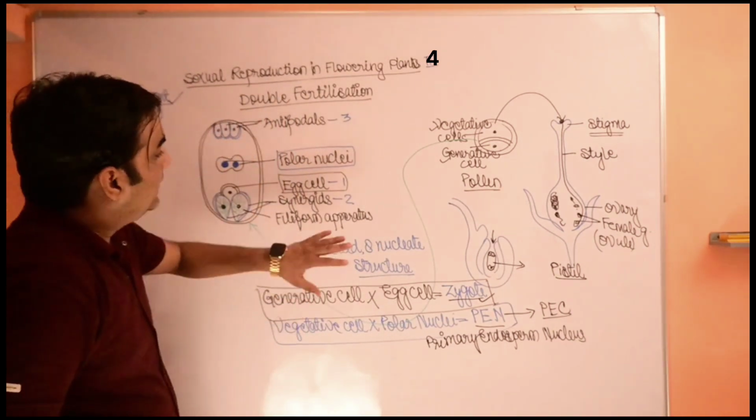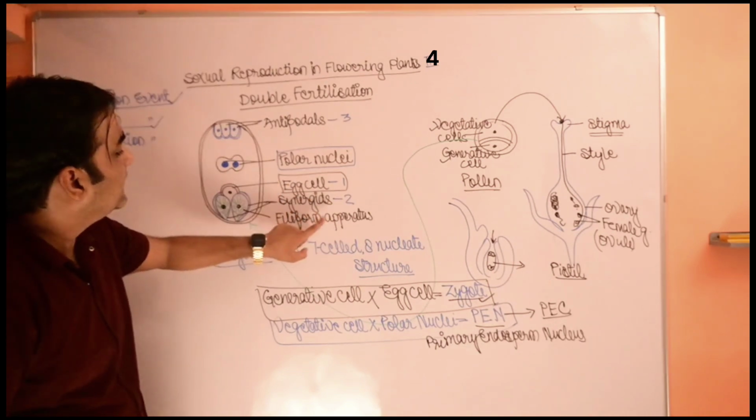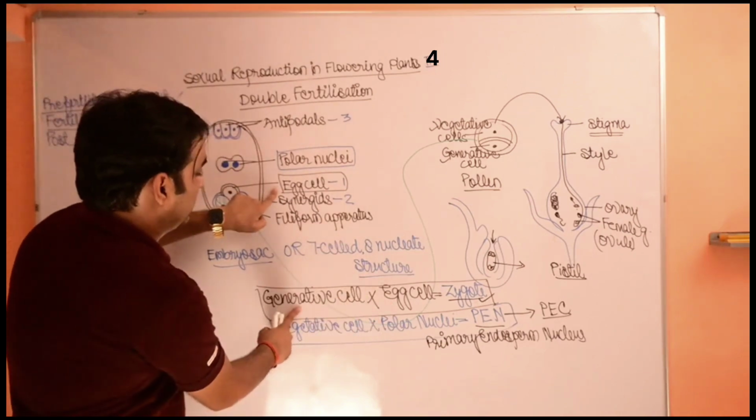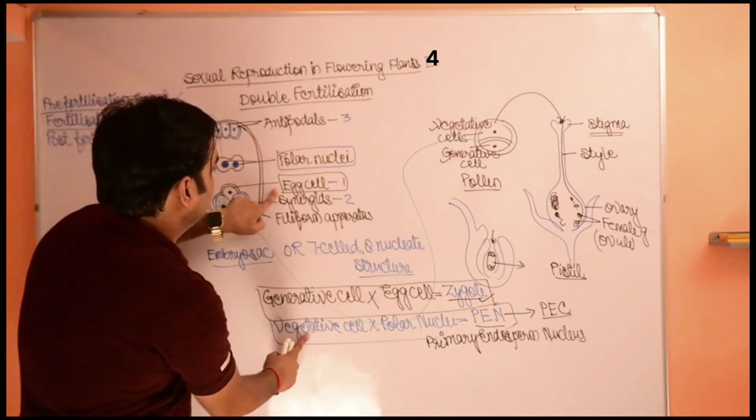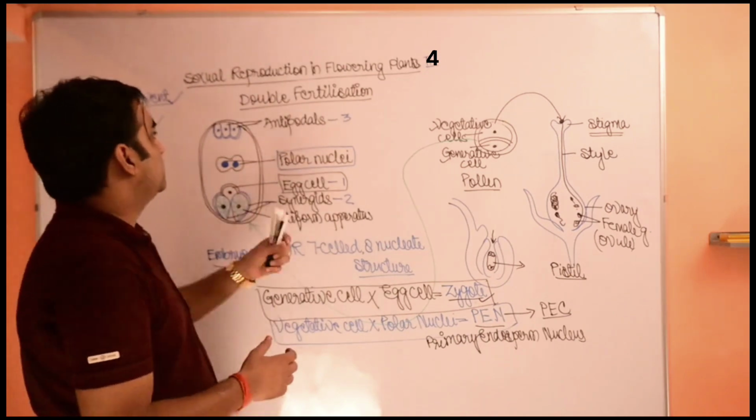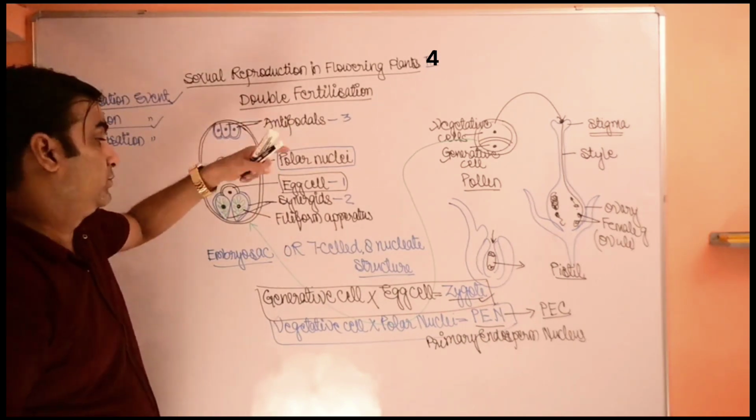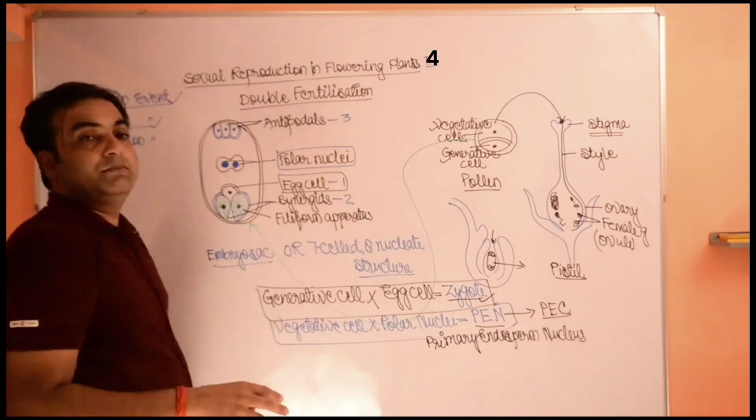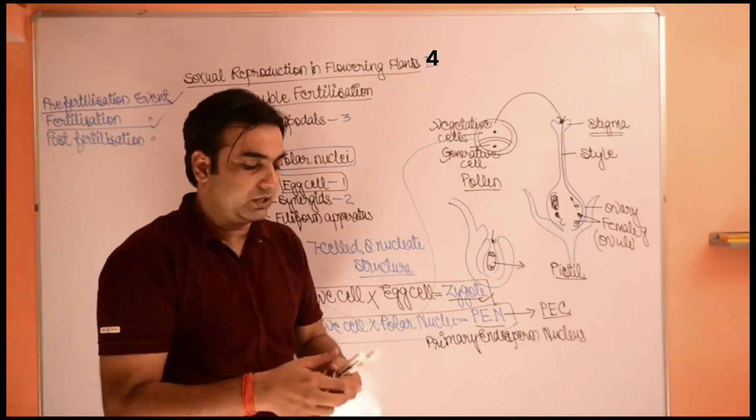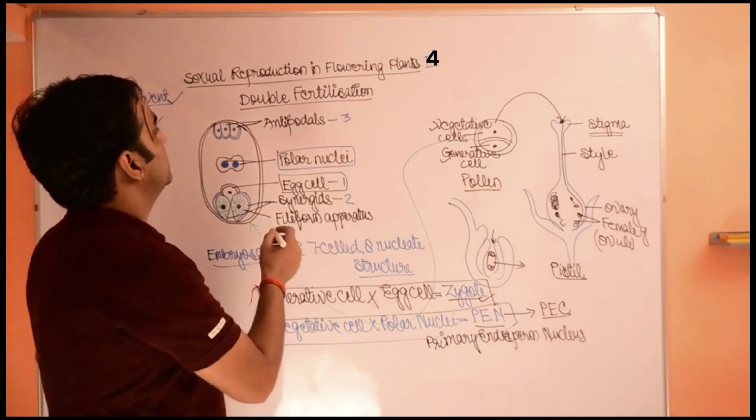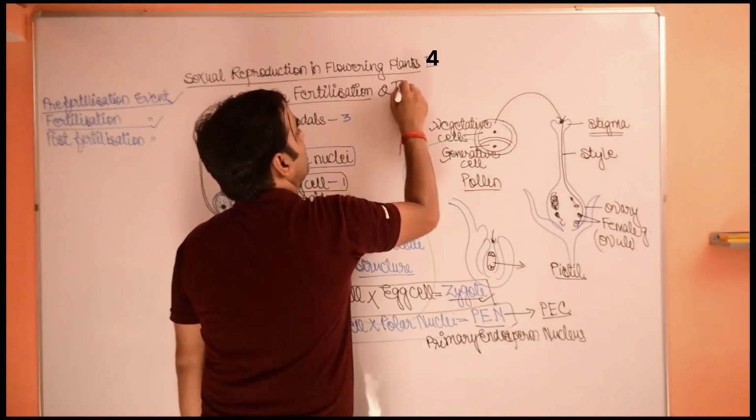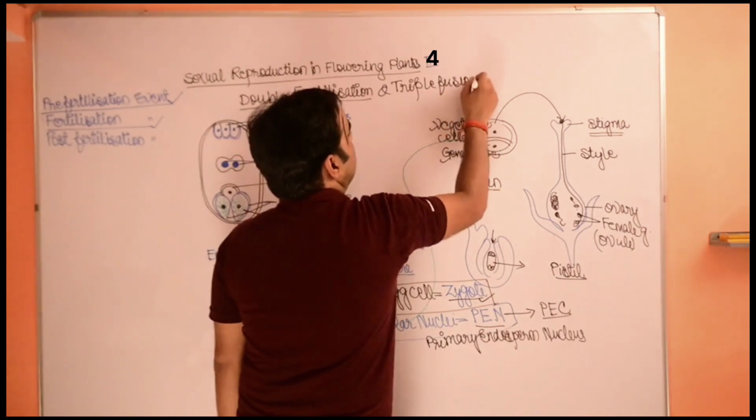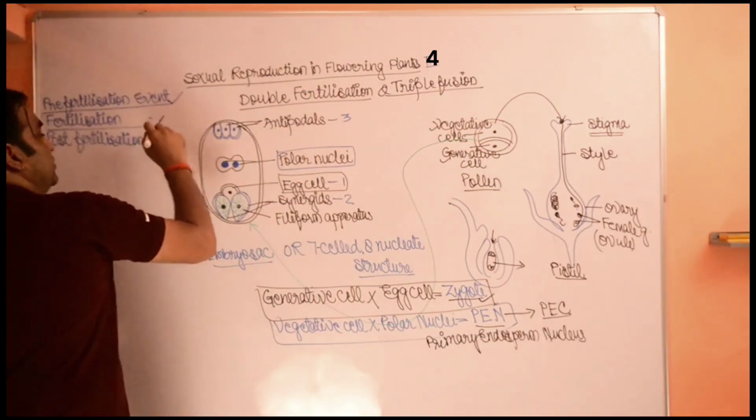Okay, so in this complete process, fertilization is happening with the egg cell. The egg cell is fertilizing with the generative cell, and the polar nuclei are fertilizing with the vegetative cell. That is why this process is called double fertilization, and fusion is happening between these two nuclei and one nucleus of the vegetative cell. So fusion is happening between three nuclei. That is why this complete process is called double fertilization and triple fusion. And this is the complete process of fertilization.